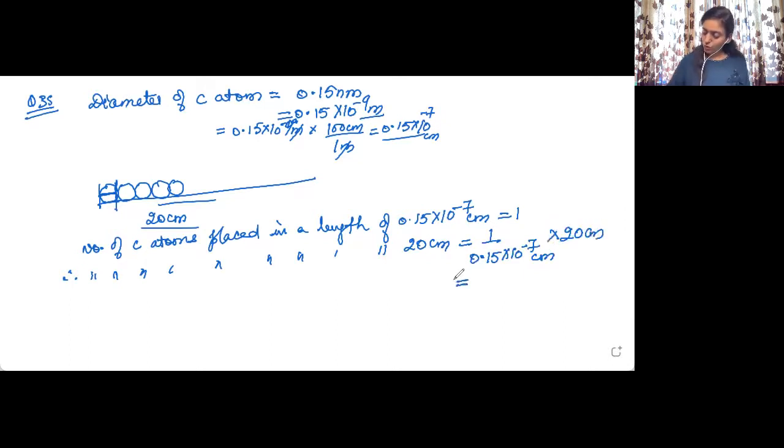It will be equal to 20 divided by 0.15, equal to 133.3 × 10^7 carbon atoms. So these many carbon atoms will be placed on 20 centimeter length. So we can place these many carbon atoms on a length of 20 centimeters.